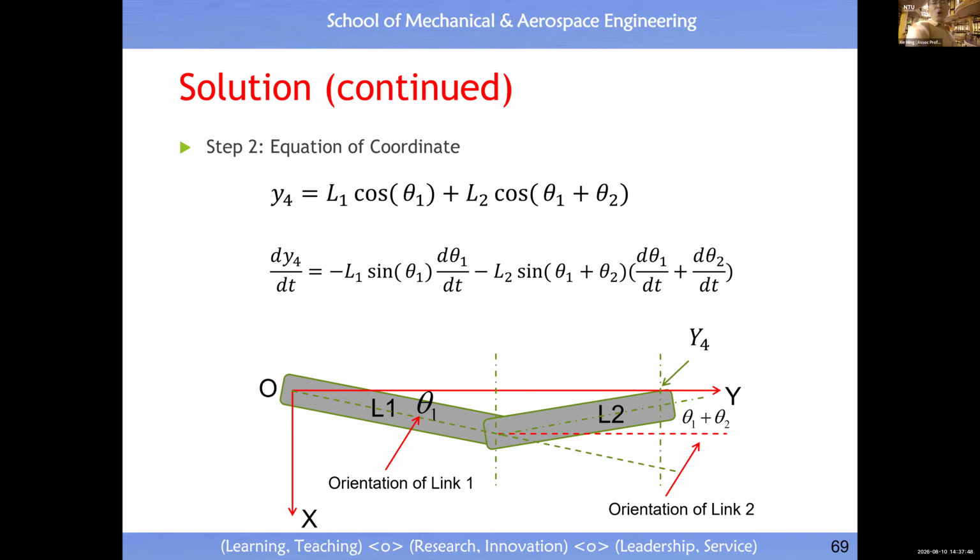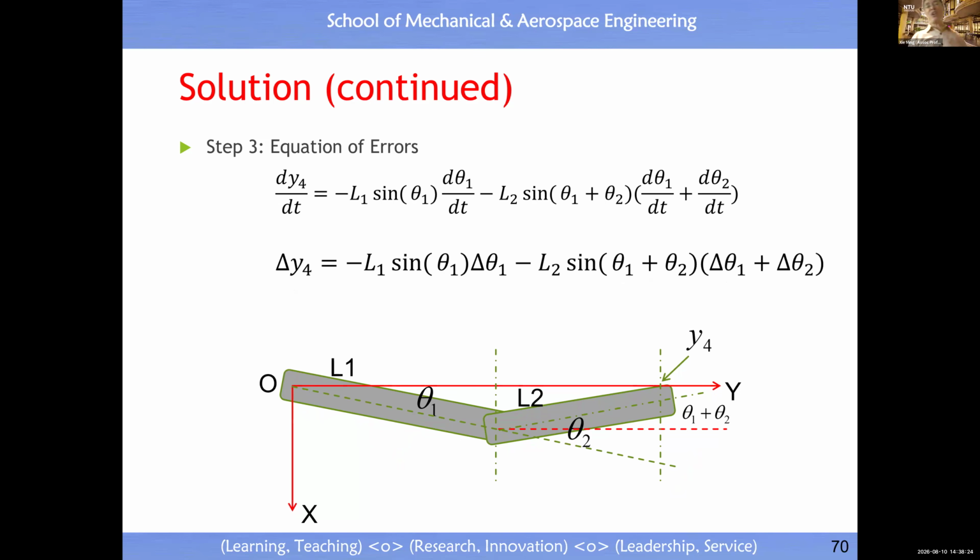Once you know the orientation of each link, then you can determine, let's say, the y coordinate of the tooltip. It comes from the contribution by L1 and L2. L1 will contribute to the displacement along the y-axis by L1 times cosine theta 1. L2 will also contribute to the displacement in the y direction by L2 times cosine of, you see now, theta 1 plus theta 2. You compute the first order derivatives, then you get the variation equation. Very, very simple, it's year one mathematics.